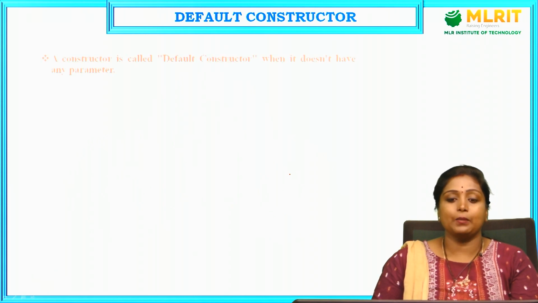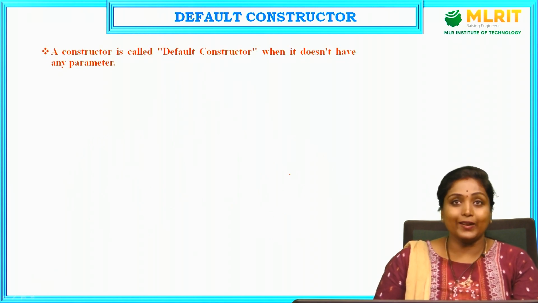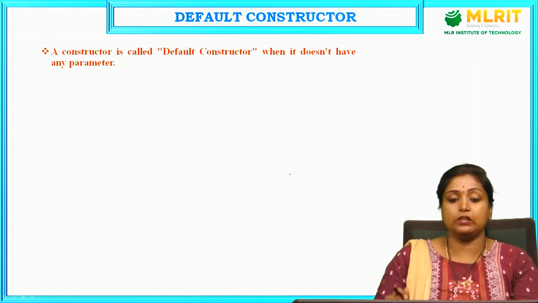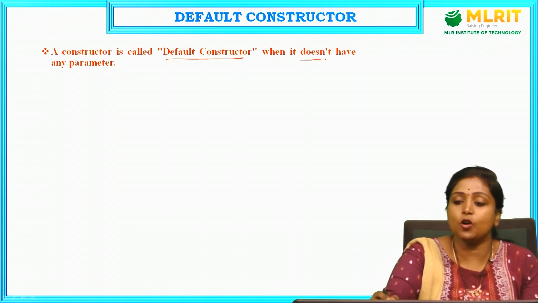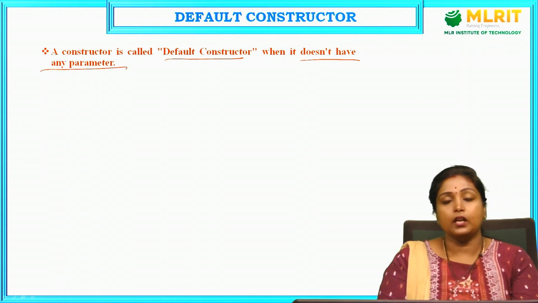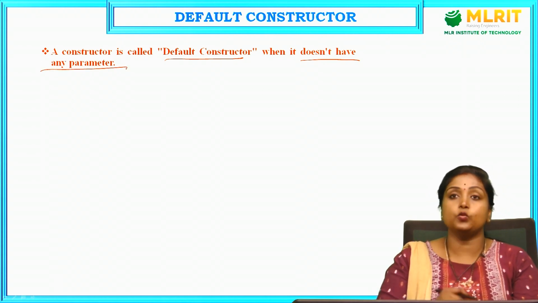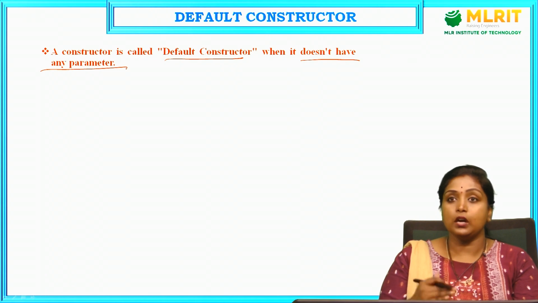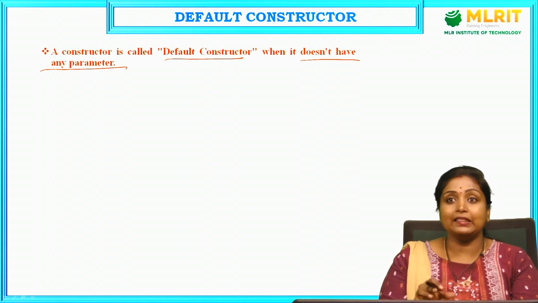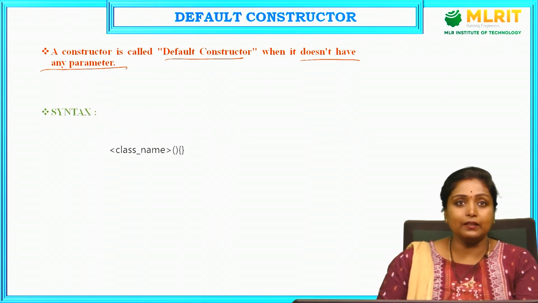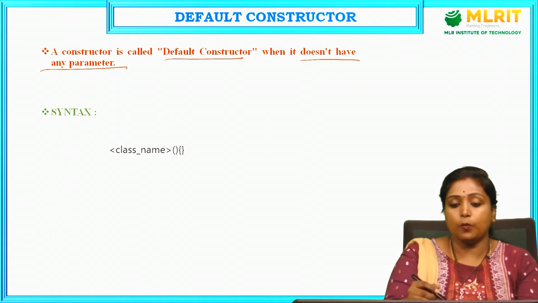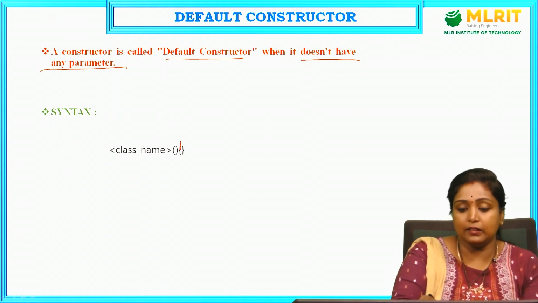Coming to the default constructor. A constructor is called a default constructor if it does not have any parameters, that is, you do not supply any parameters while calling the constructor. Here is the syntax: simply the class name followed by an open parenthesis and a close parenthesis. In this you will write the code.